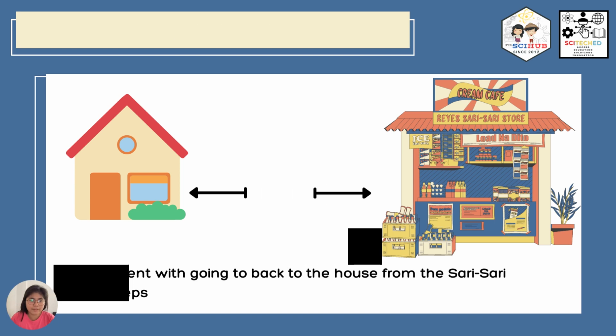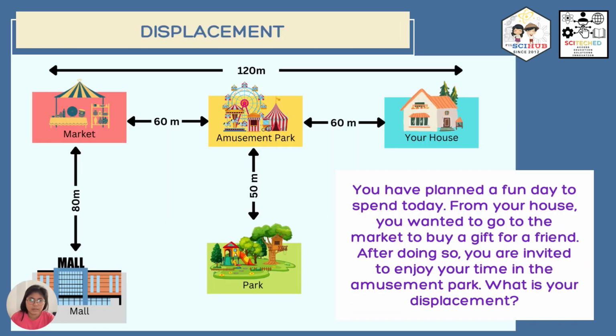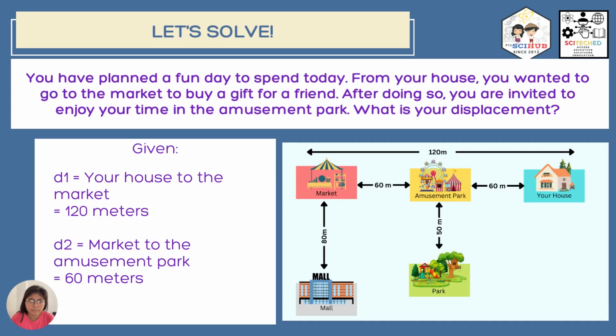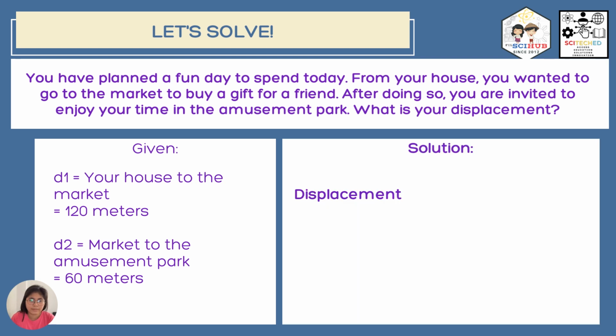Okay, now going back to our previous examples, all right? So when you were planning a fun day, what is your displacement at the first part of your day? So again, from your house to the market, then from the market to the amusement park, what is your displacement? To solve this, we will just need to again identify the values that were mentioned in the problem. Then for the solution, so displacement, and it will be D1 minus D2.